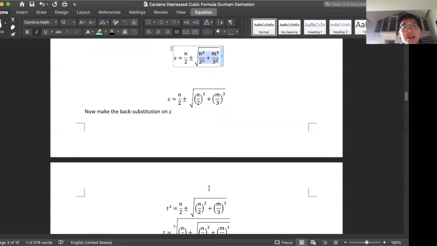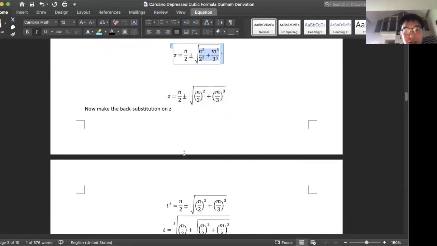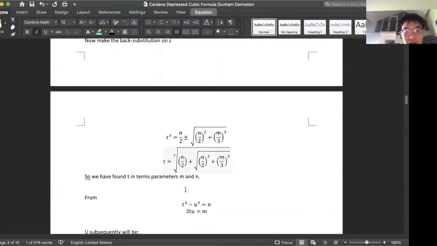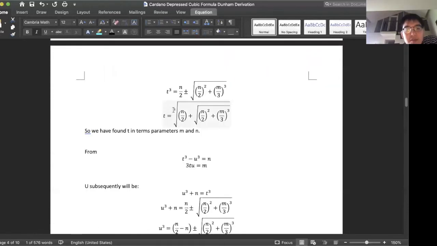Now we can make a back substitution on z, because remember, this is solved in terms of z, not t. So recall that z equals t cubed. We end up with t cubed equals this guy. Now take the cube root of both sides of the equation. We don't have to worry about plus or minus problems here because cubic functions are odd. And we're done. We found a multivariable, two-variable function for t expressed in terms of m and n.